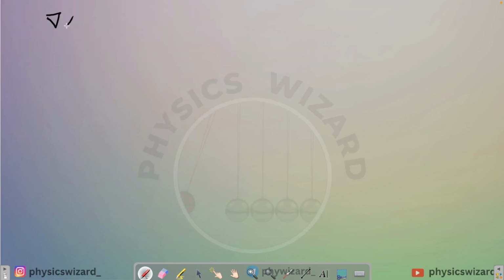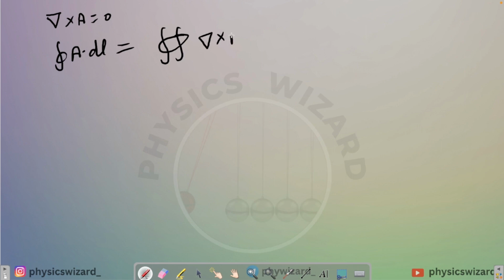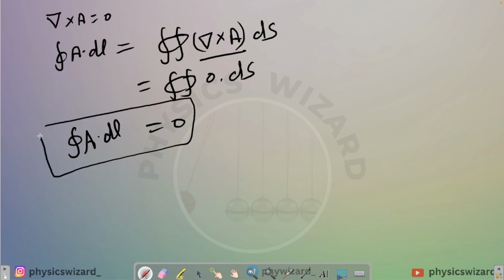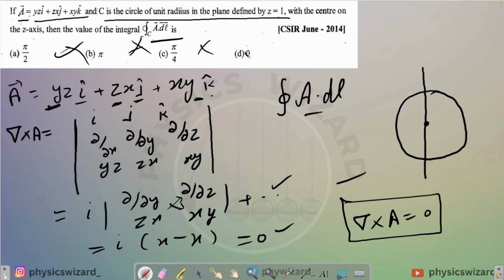So if we get del cross a equal to 0 and we have to find the integral of a dot dl over a closed loop, then from Stokes theorem we can write it as the integration over the surface of del cross a dot ds. And we know that del cross a is 0. So we can write the integration of 0 ds, and the answer is 0. So the answer of our question is 0. This is our correct answer.